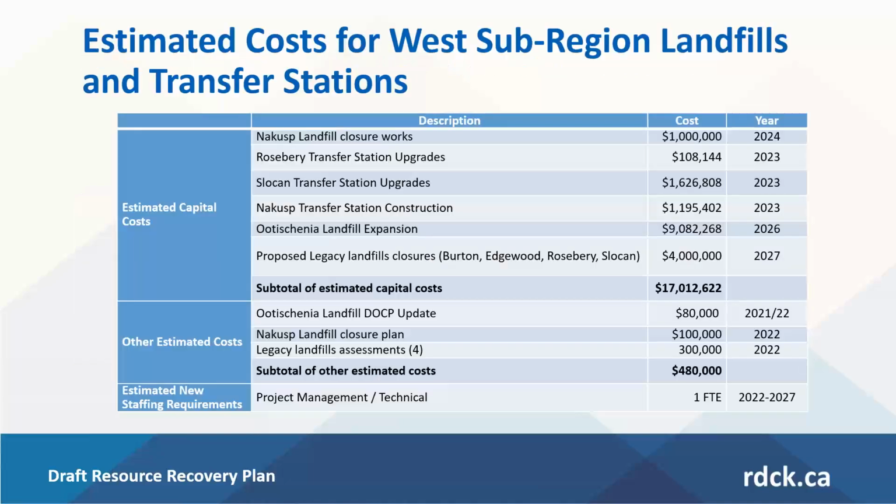So the estimated cost for the West subregion landfills and transfer stations, and this is a table in the plan, capital costs relate to the Nakusp landfill closure works at about $1 million in 2024, Roseberry transfer station upgrades, Slocan transfer station upgrades, the Nakusp transfer station construction, and the major expense, the Utashenia landfill expansion, as well as the costs of the proposed legacy landfill closures in Burton, Edgewood, Roseberry, and Slocan. And they have been estimated at $1 million each, but really won't know until the assessments have been completed.